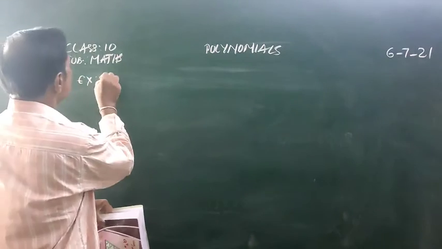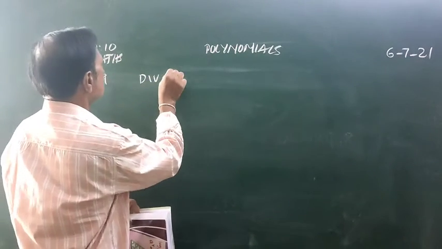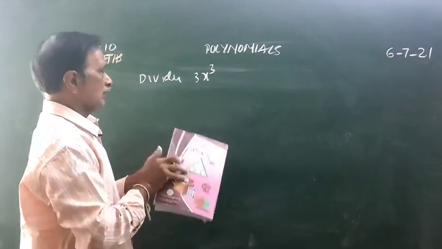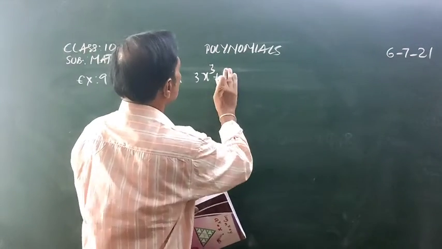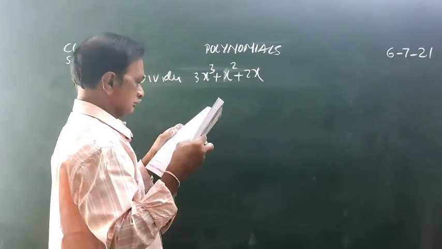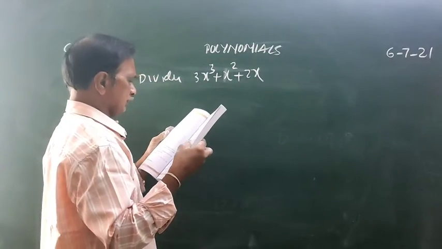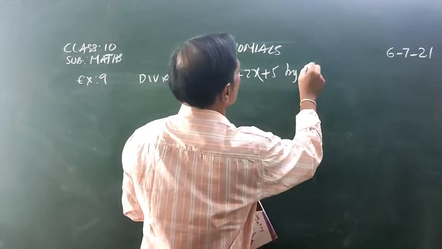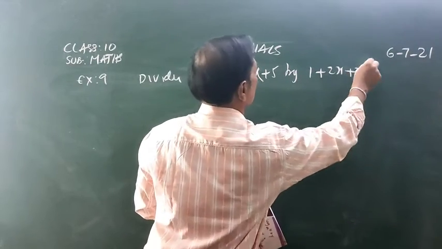Example 9. Divide 3x cube plus x squared plus 2x plus 5 by 1 plus 2x plus x squared.